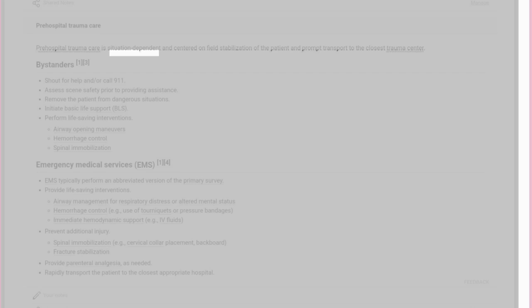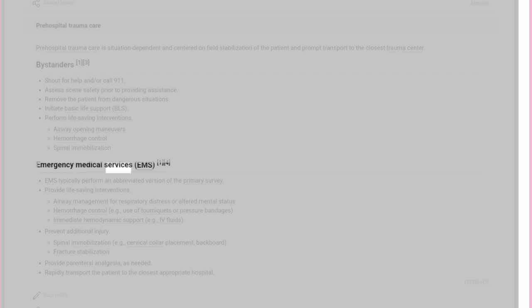Pre-hospital trauma care is situation-dependent and centered on field stabilization of the patient and prompt transport to the closest trauma center. Bystanders: shout for help and/or call 911. Assess scene safety prior to providing assistance. Remove the patient from dangerous situations. Initiate basic life support, BLS. Perform life-saving interventions: airway opening maneuvers, hemorrhage control, and spinal immobilization.